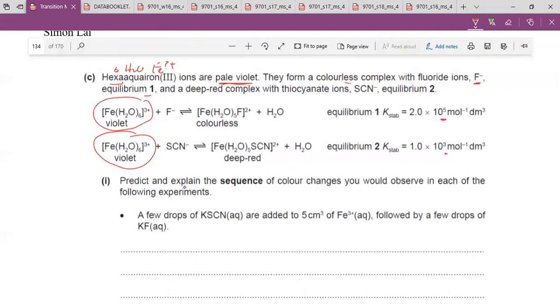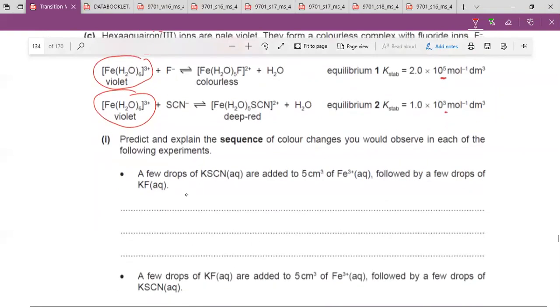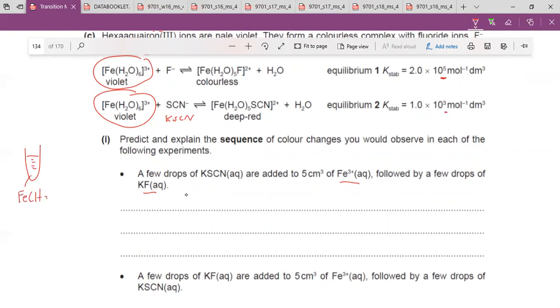Predict and explain the sequence of color changes you will observe in each of the following experiments. So now here, a few drops of potassium thiocyanate, KSCN, added to aqueous Fe3+, followed by a few drops of KF. Now when you put this in, here of course is your original Fe(H2O)6 3+, or if you don't know how to draw the diagrams, this is pale violet. Now you put some of your KSCN inside here.